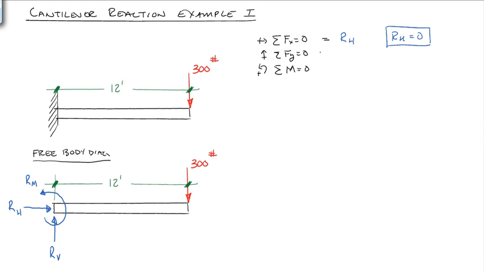Let's go do the sum of the forces in the y direction equals 0. Equals RV going up minus 300 pounds going down. That has to equal 0. So we can conclude from this that RV is equal to 300 pounds.